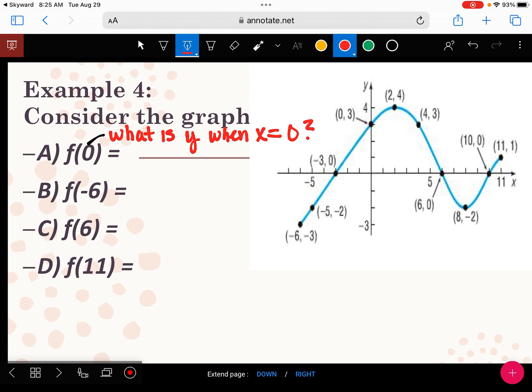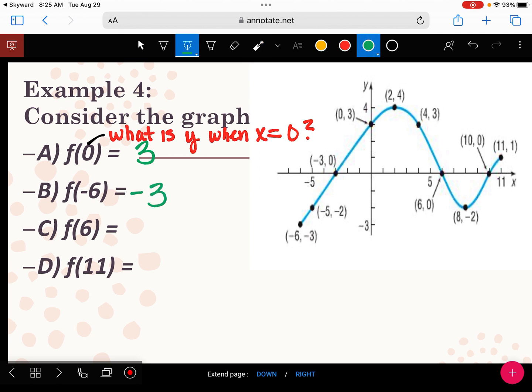So when I'm looking at the graph, right here, X equals 0. What is my Y value? 3. Good. So that's the answer to part A. Part B, X is negative 6. So this is X is negative 6. What is Y? Negative 3.